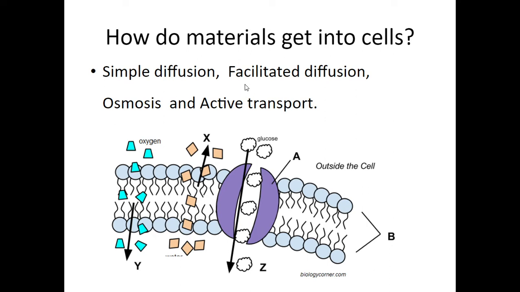We call them passive transport methods because they don't require any cellular energy at all. They don't require any energy. Active transport is called active transport because it does require some sort of energy to power it in some way. And we'll look at why it requires energy once we get there.